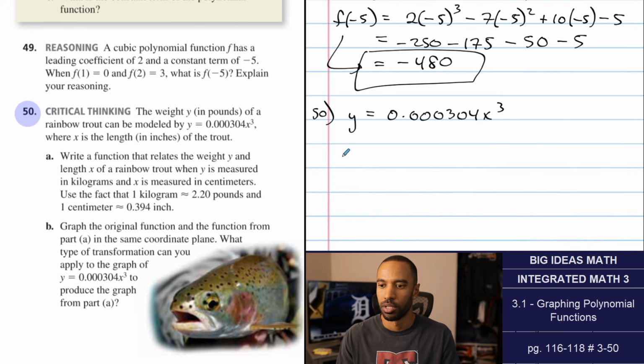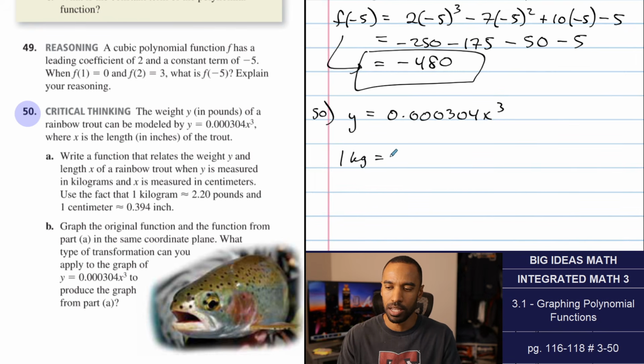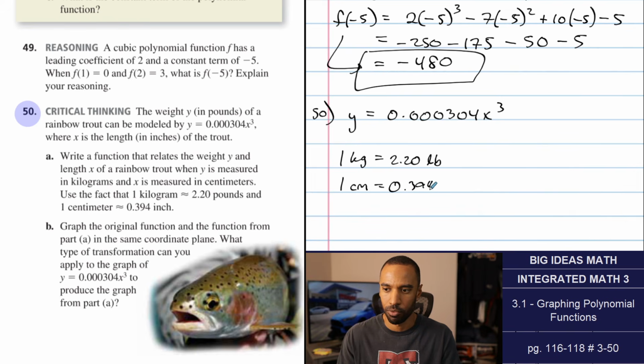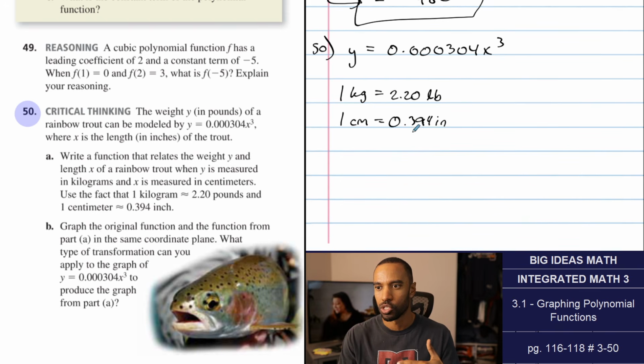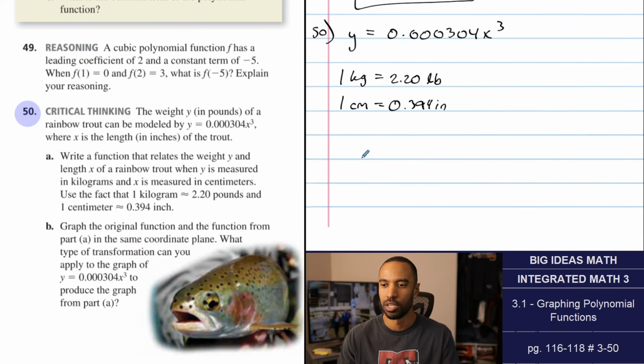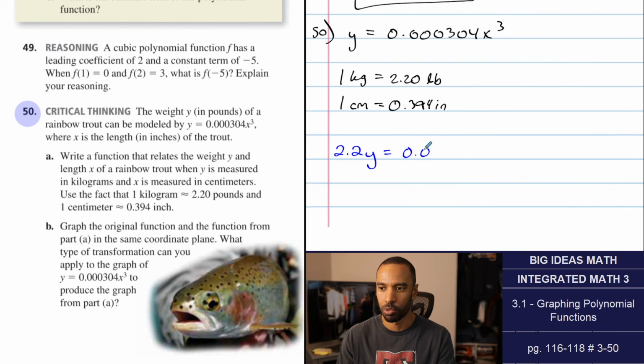All right, let me write those. So 1 kg is 2.20 lbs and 1 centimeter is 0.394 inches. To compensate, you take whatever inches you have and multiply by 0.394, and take however many pounds and multiply by 2.20. So the modified equation would look like this: 2.2y is 0.000304 times 0.394x cubed.